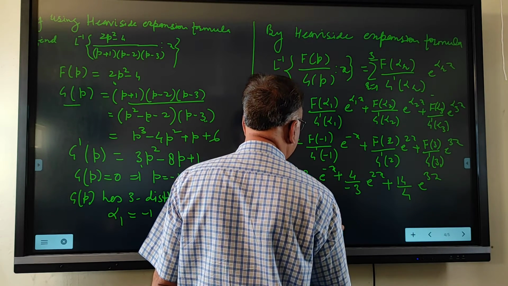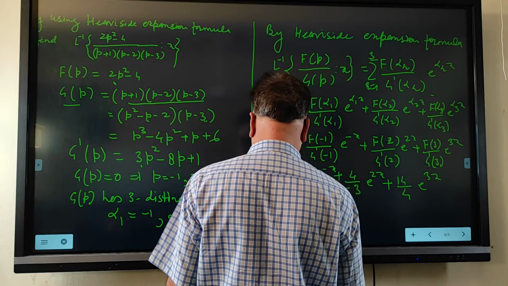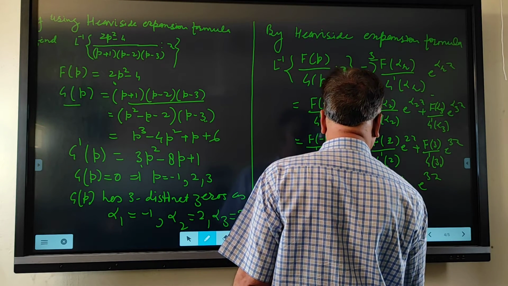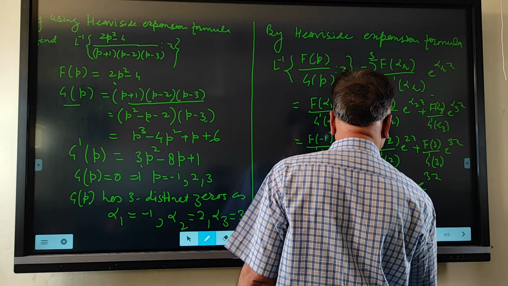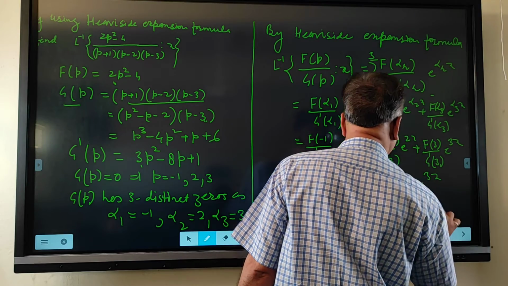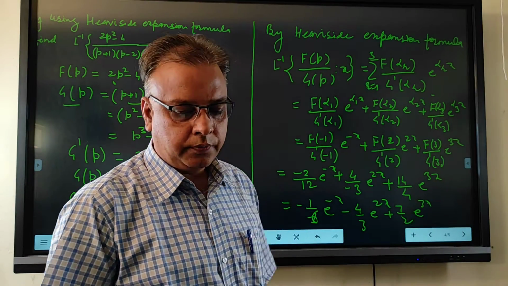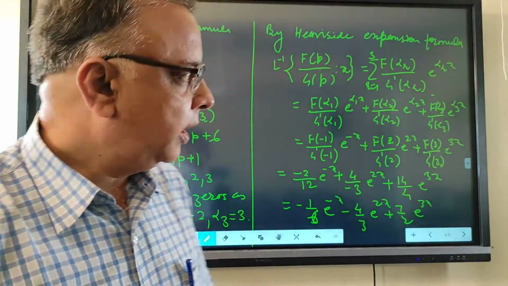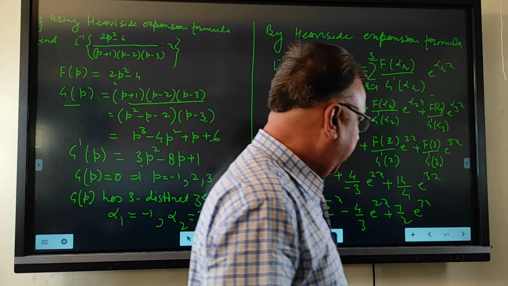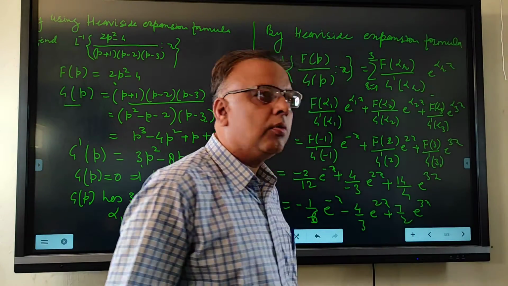Solving this, we get −1/6 e^(−x) plus (−4/3) e^(2x) plus 7/2 e^(3x), which is the required solution of this problem by using the Heaviside expansion formula.